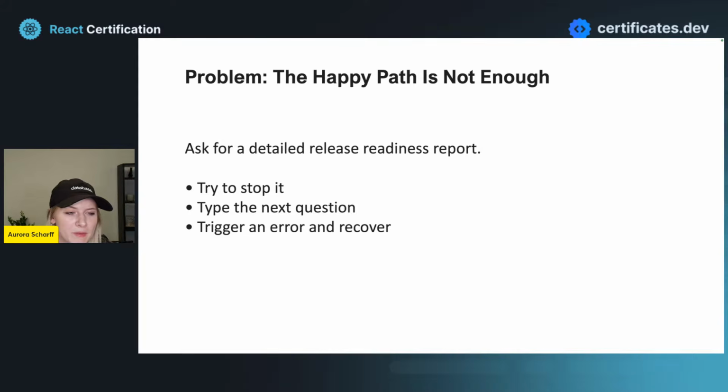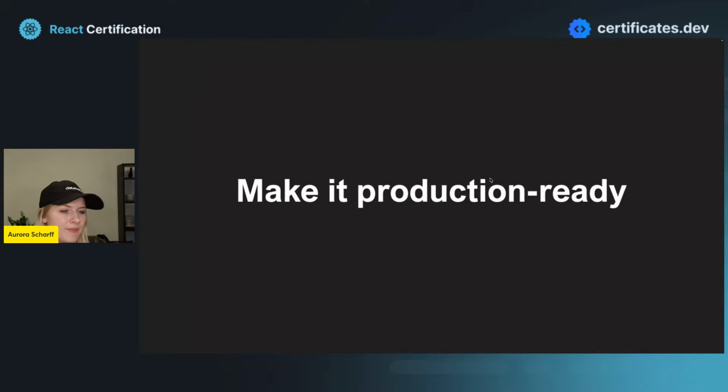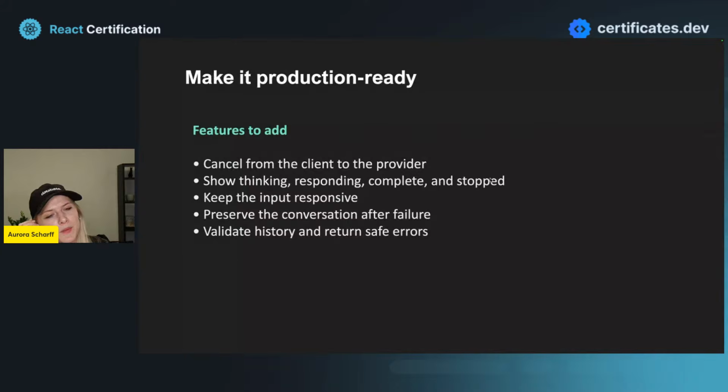So yeah, you can play around with it, try to break the chat, and what we want to do is handle errors properly. So we should be able to cancel from the client to the provider. We should be able to show thinking, responding, complete, and stopped. Keep the input responsive, preserve conversation after failure, and then validate history and return safe errors. So these are like some production behaviors.